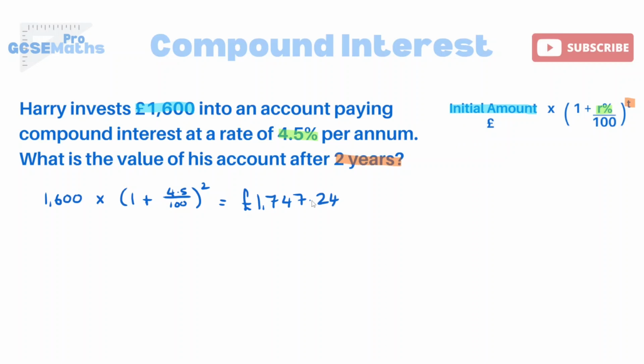£1,747.24. Now again, double check, we know that this gives us the value of his account. Obviously that's clearly including his initial investment of 1,600, and it does say here what is the value of his account, so that would be your final answer. Don't need to do anything more for this particular question. And that's it, simple as that.